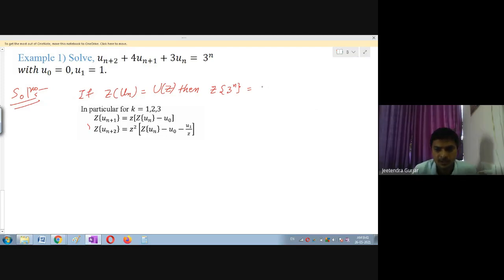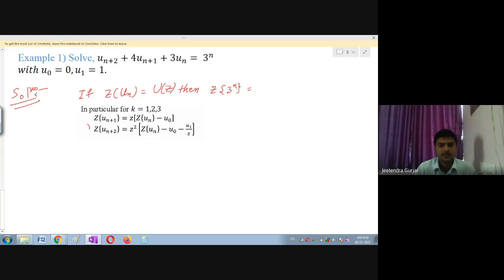Yes, Kaustubh, please tell me, 3 raised to n, what will the formula be? Yes, Kunal. Manoj, please tell me what is the formula.